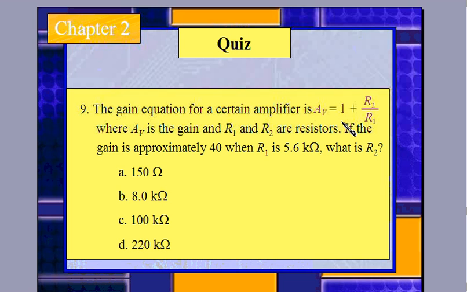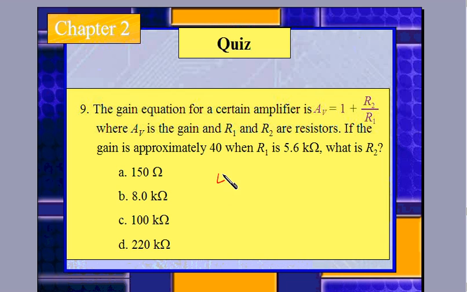9. The gain equation for a certain amplifier is AV, which is gain, equal to 1 plus R2 over R1, so resistor 2 over resistor 1, where AV is the gain, and R2 and R1 are resistors. If the gain is approximately 40 when R1 is 5.6 kilohms, what is R2?